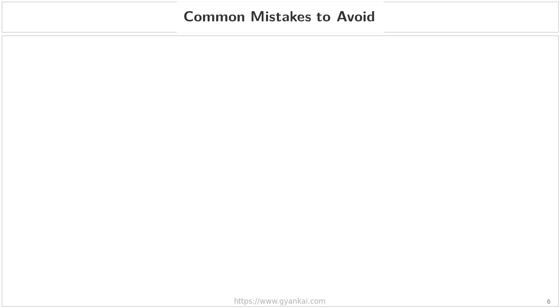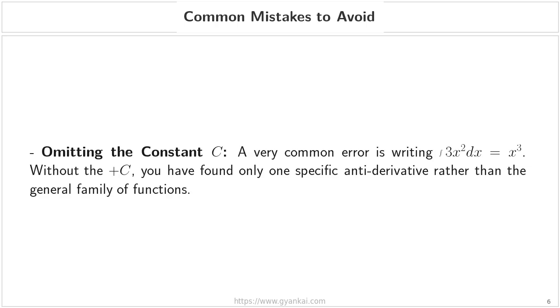Common mistakes to avoid. First, and this is very common, is omitting the constant of integration. A lot of students will correctly find the antiderivative, but then write, for example, that the integral of 3x squared dx equals x cubed. Now, remember from our earlier discussion, integration gives us a family of functions, not just one.